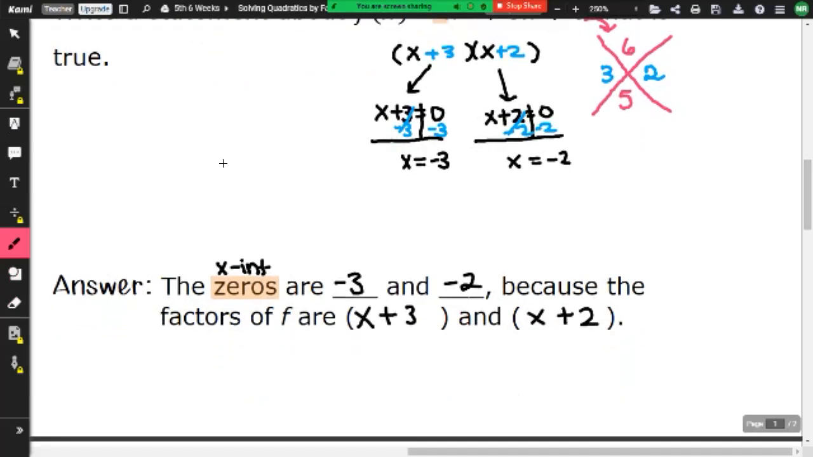On a STAR test, this will already be filled in, but I'd rather not give you the answer. I'd rather you find the answer, fill it in yourself. Ready?